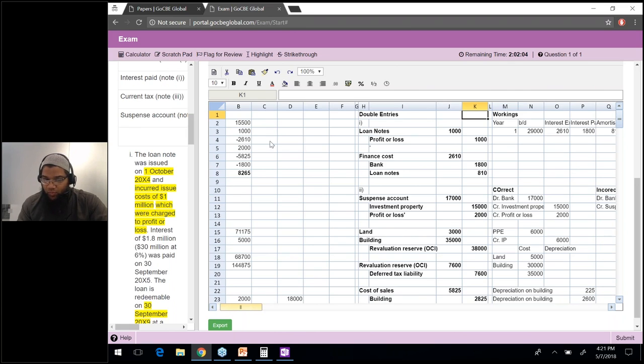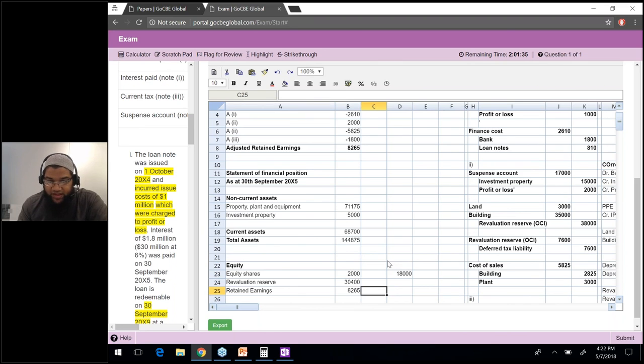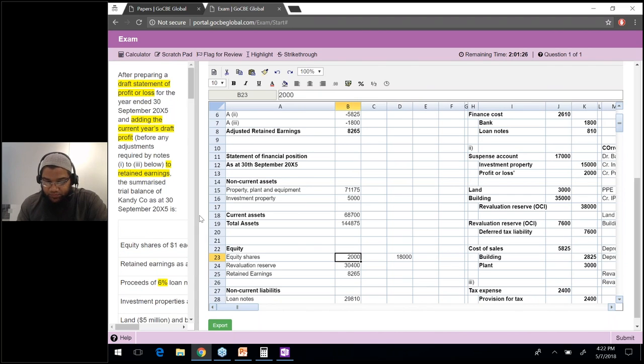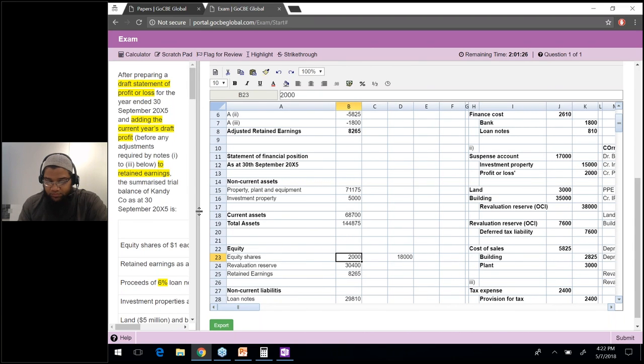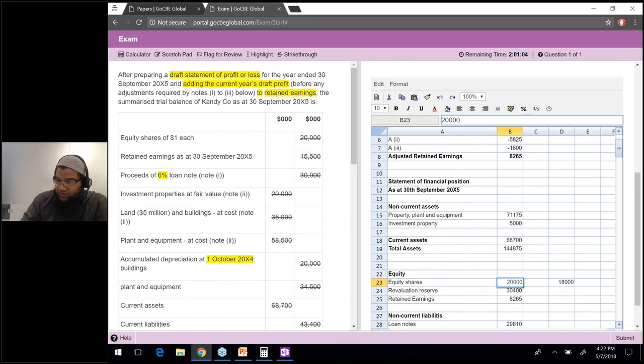Let's see where we have made the mistake. We have taken the retained earnings. Let's check equity. Okay, here is the mistake. Actually, the equity shares in the question was 20,000. This was 20,000 and we have written 2,000. Here's the difference of 18,000. So if I make it 20,000, our final accounts question is actually balanced.